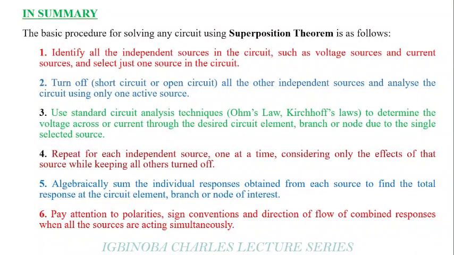Then number 4, repeat for each independent source one at a time, considering only the effect of that source while keeping all the other turned off. Then number 5, algebraically sum the individual responses obtained from each source to find the total response at the circuit element, branch or node of interest. Then lastly, pay attention to polarities, sign conventions, and direction of flow of the combined response when all the sources are acting simultaneously. So these are the basic things you need to know when trying to apply the superposition theorem.